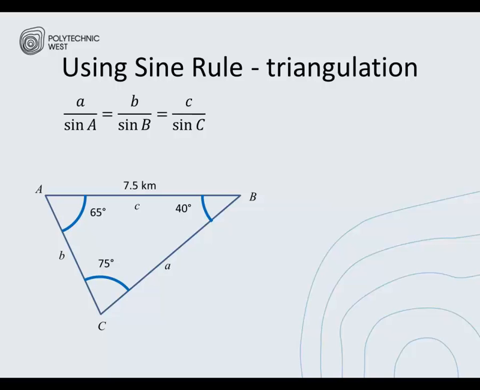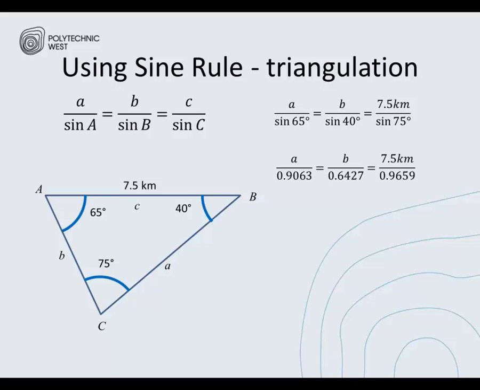I'm going to bung values in for little c and sine A, sine B and sine C because I know the angles. And I get this: a over sine 65 equals b over sine 40 equals 7.5 kilometers over sine 75. Looking up the sines, the sine of 65 is 0.9063. The sine of 40 is 0.6427 and the sine of 75 is 0.9659.